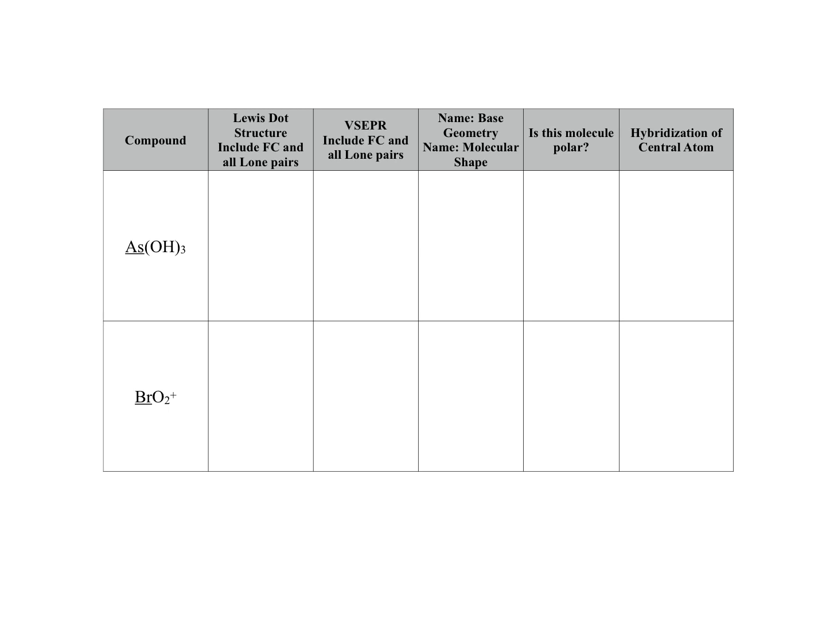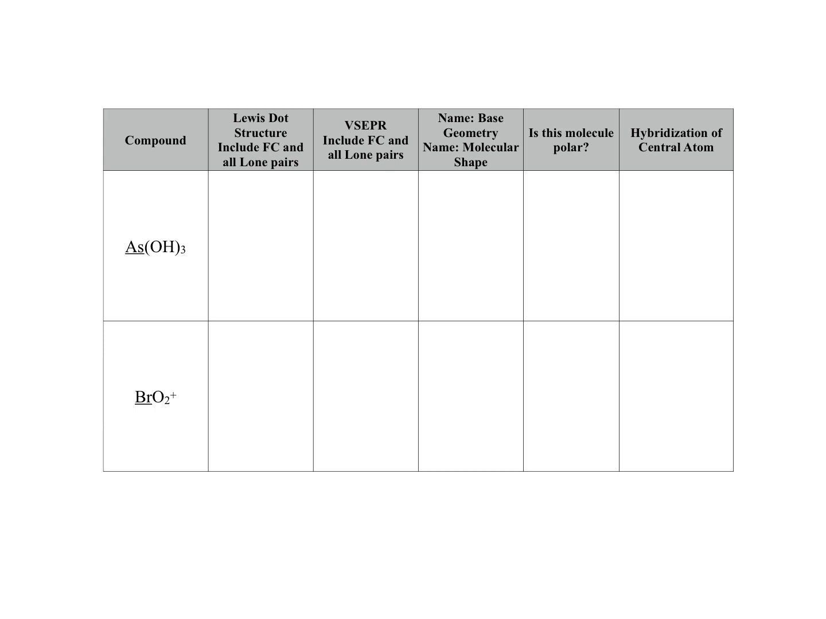In this question, we are going to look at several different Lewis dot structures. There are 4. It asks us to draw the Lewis dot structure first, then the VSEPR, to name the base and molecular shape, to ask, is this polar? Then to ask about the hybridization of the central atom.